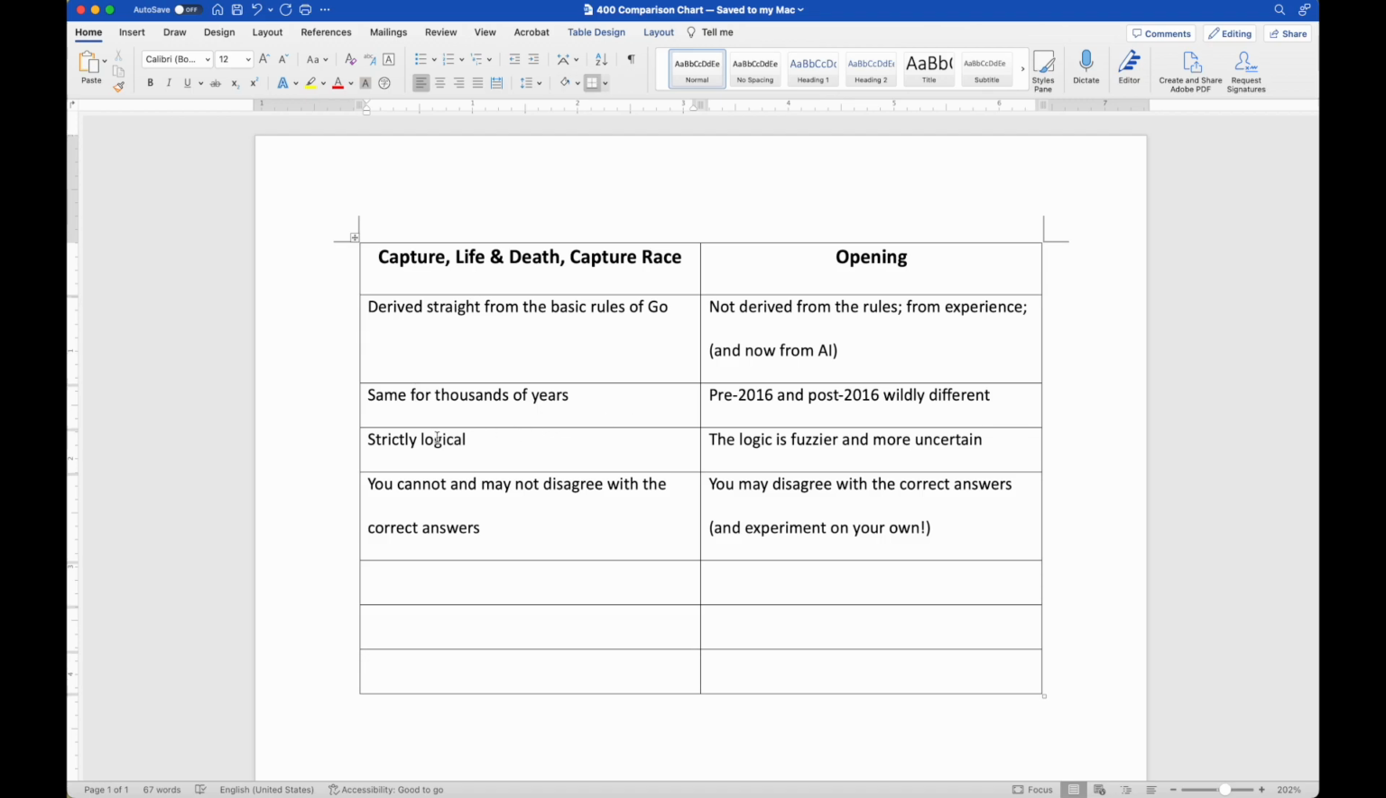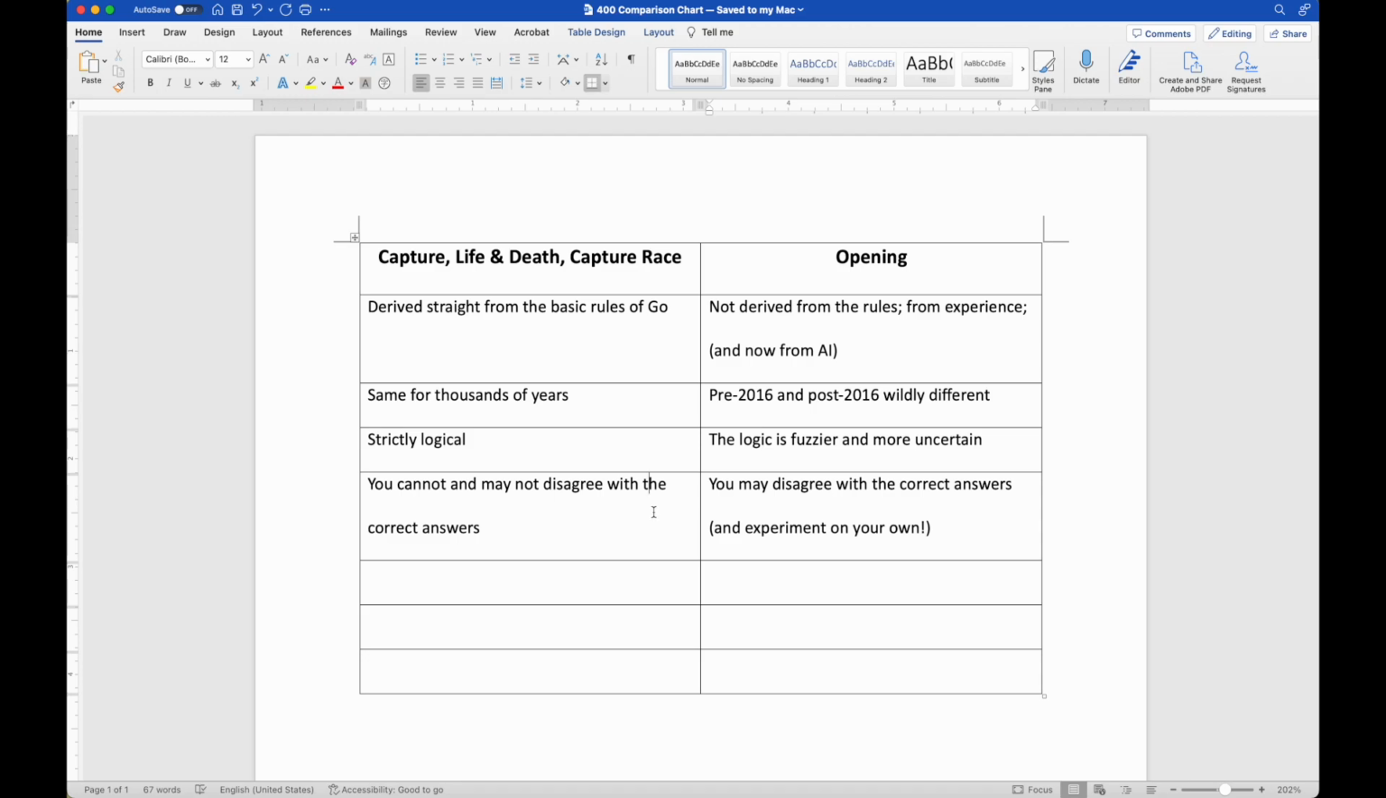As for the logic, we saw in the previous chapters that the patterns and the problems are strictly logical. There are correct answers and there are wrong answers. However, in the opening, the logic is usually fuzzier. I cannot tell you with 100% precision why a move is correct. It's often derived from experience. Many of the good moves are corroborated by AI.